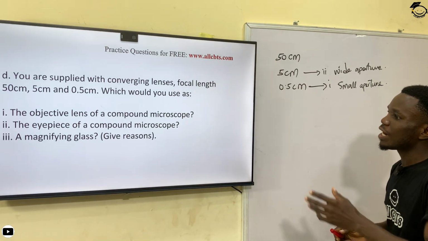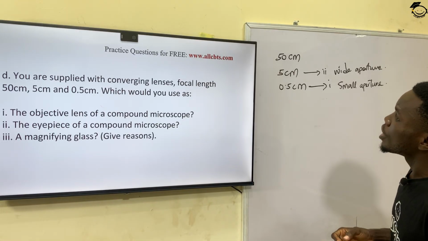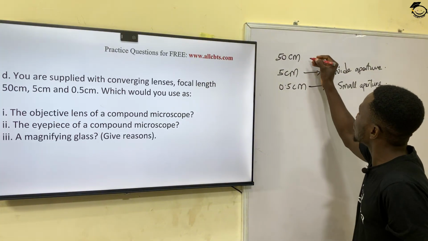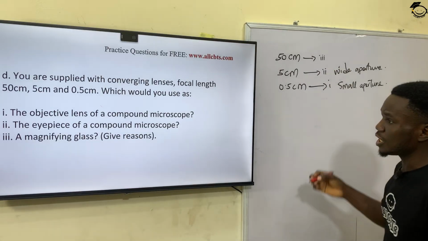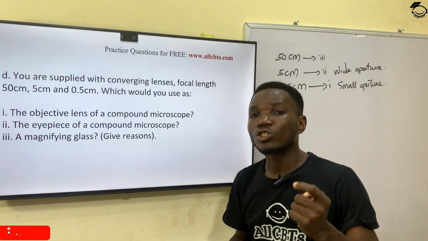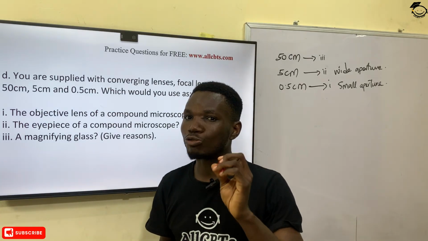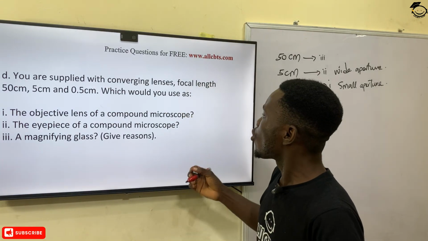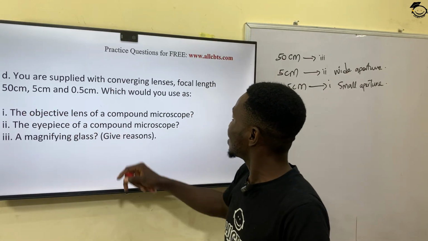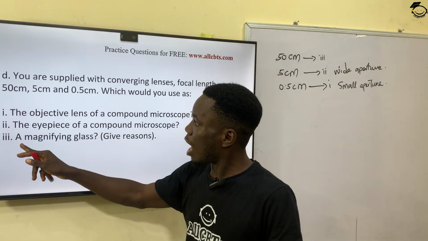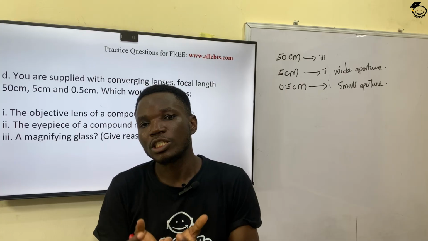Then the last part, which one are you going to use as a magnifying glass? So if you want to use it as a magnifying glass, we're using this third one as our magnifying glass. And the reasoning is so that the object can continue to be inside the focal length. If the object is within the focal length, you'll be able to magnify it better. So we are using our 50 centimeter converging lens as our magnifying glass, so that the object will continue to be within the focal length.